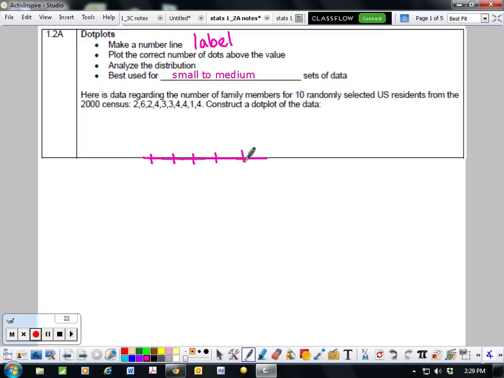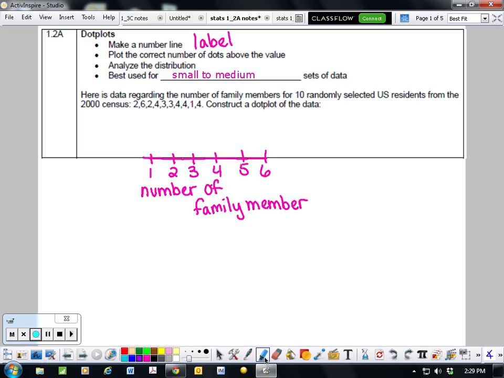So our set of data looks at the number of family members for 10 residents from the 2000 census. And so when we're looking at our number line, we're probably going to want to start with the number 1 because that's our lowest number, and then go up to the number 6 because that's our highest. And then this represents the number of family members, so we label that appropriately. And then we're going to go ahead and grab a little tool to help us make a dot. And we're going to go ahead and put a dot for each number in there.